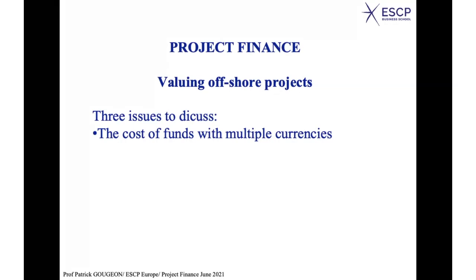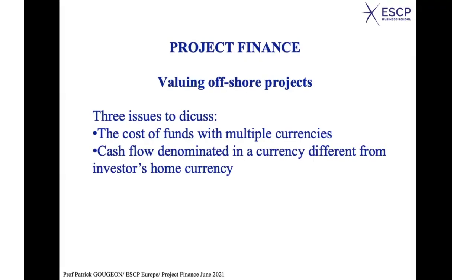The second one is that the cash flows are denominated in a currency which might be different from the investor's home currency. If I'm a European investing in a project in Vietnam, and the cash flows in Vietnam are generated in dong, Vietnamese dong, well, that's a problem to me. I need to consider that point. How am I going to treat that?